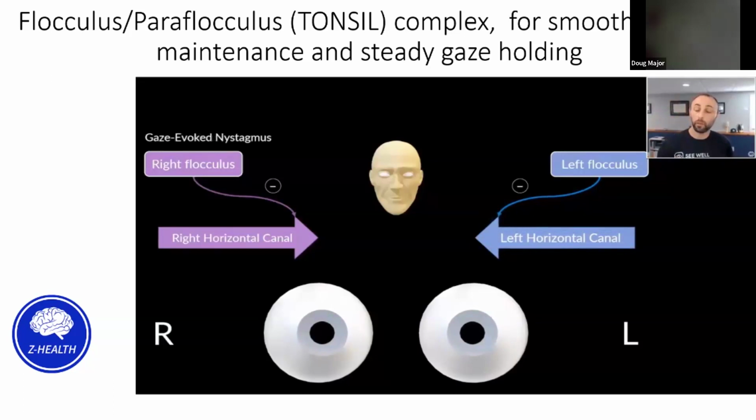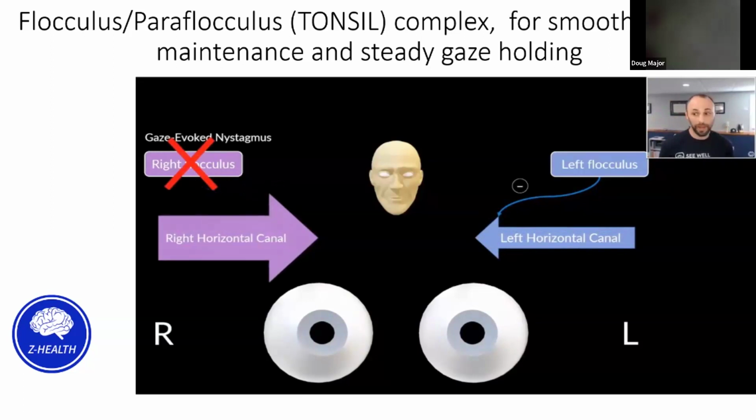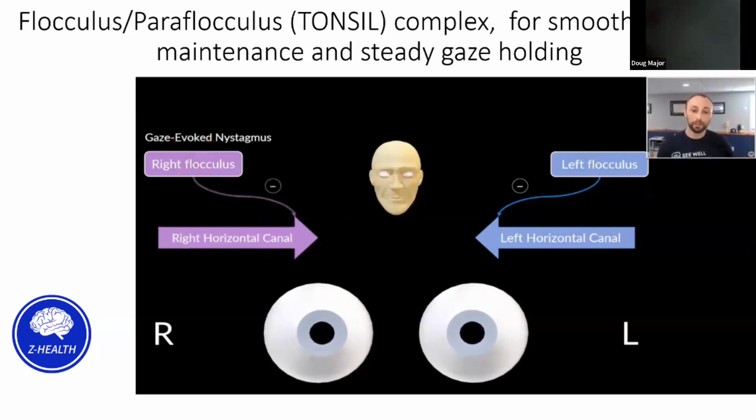But now what happens if this isn't working correctly? Let's say my right flocculus isn't doing its job. I lose this inhibition. This arrow now gets bigger. If I try to stare to the right, this right vestibular signal is now really fighting me. And you're going to see exactly what you saw in that gentleman from the video yesterday. Drift and bounce, drift and bounce, when he tries to look to the right, because again, the cerebellum is not helping him any. That inhibition was needed and it wasn't there.